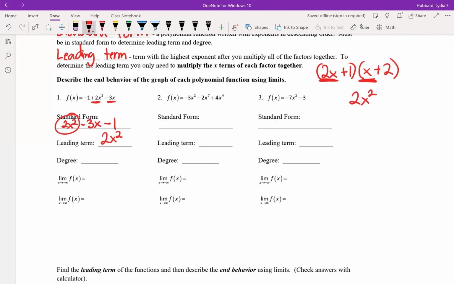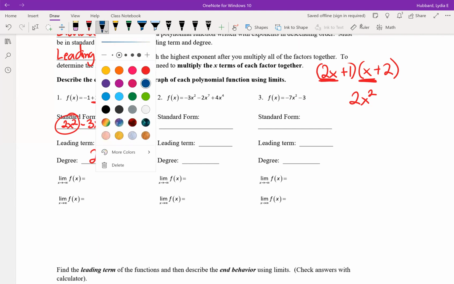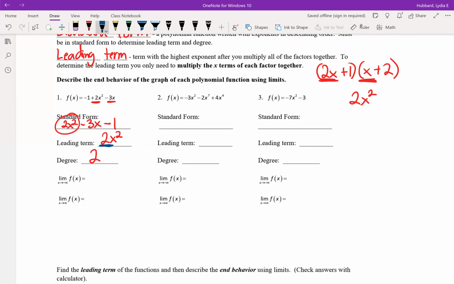So I have a degree of 2, right? That's my highest exponent. I have a positive leading coefficient. Hopefully we see that. My leading coefficient is positive, and so that means my right side is going up. And my degree is even, so that means my left is going to match my right.